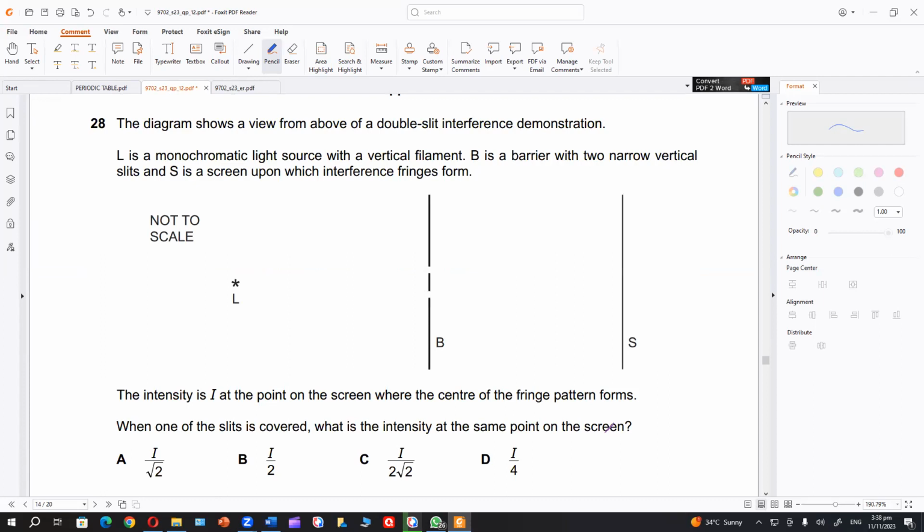The diagram shows a view from above of a double slit interference demonstration. L is a monochromatic light source with a vertical filament. B is a barrier with two narrow vertical slits. And S is a screen upon which interference fringes form. If one of the slits is covered, what is the intensity at the same point on the screen? If you cover one slit, you will allow half the light to pass.